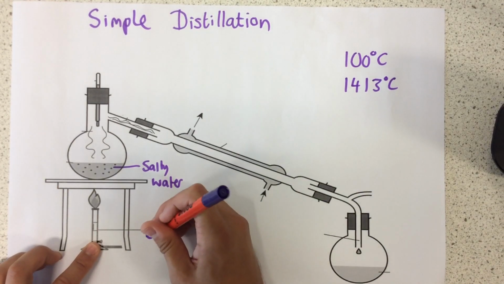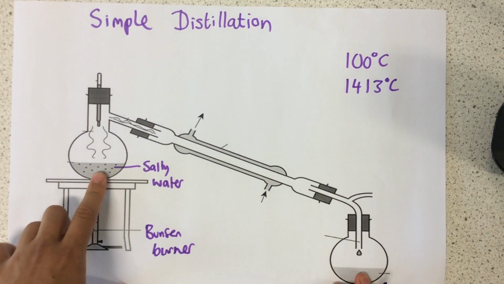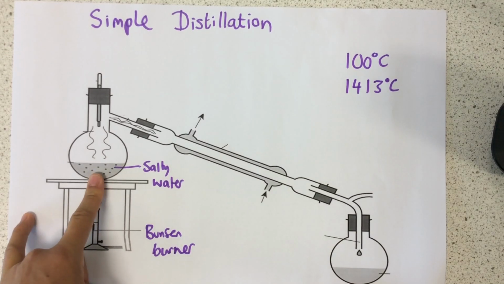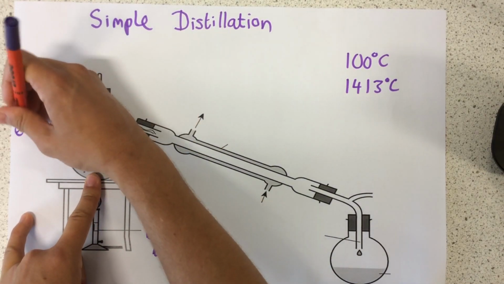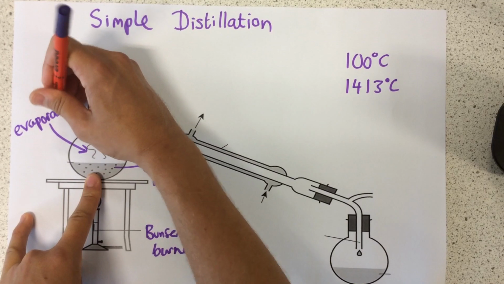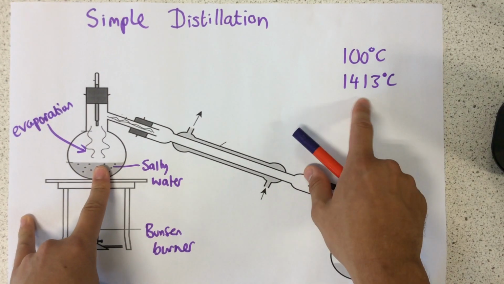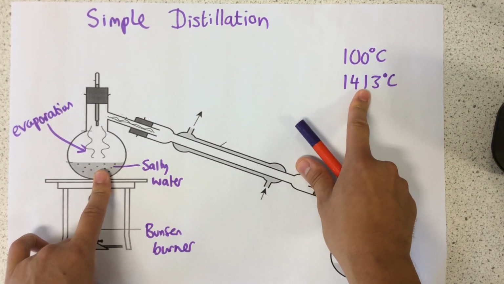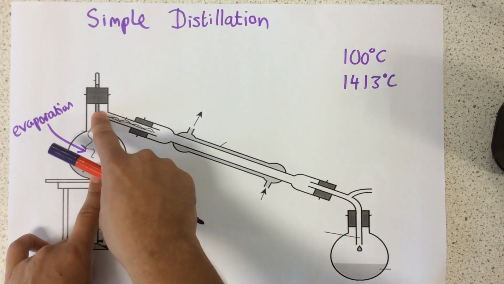So what we have here at the bottom is a Bunsen burner. Now this could also be a heating mantle. We just need to heat up this salty water until we get to the boiling point of water. So when this reaches 100 degrees C, we will have evaporation taking place. So remember, evaporation means turning from a liquid to a gas. Only the water evaporates at this stage. The salt does not evaporate because we need a huge amount of heat in order to evaporate the sodium chloride. So it's only the water that evaporates.